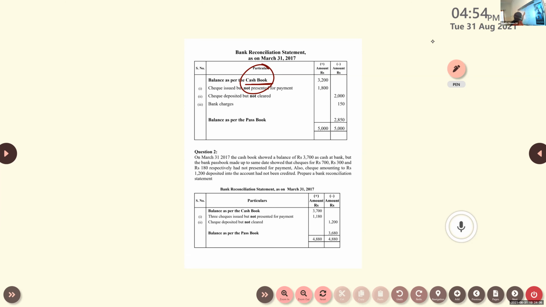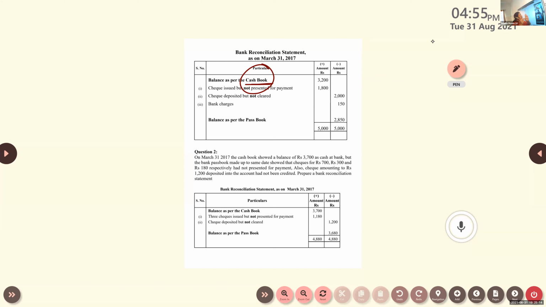So these are the questions where the balance as per cash book is given, so we are going to make changes to the cash book. Taking two hands together, the left hand is for passbook. We use it rarely, so let it be constant, passbook. We are going to make changes to the cash book, which is on the right hand. Bank charges is okay now. Now let's take the first case.